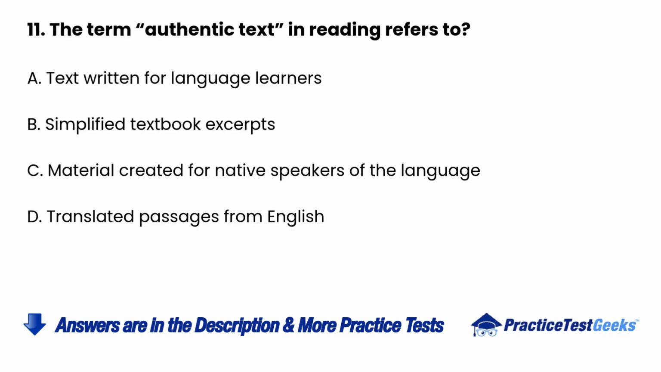11. The term authentic text in reading refers to A. Text written for language learners. B. Simplified textbook excerpts. C. Material created for native speakers of the language. D. Translated passages from English.